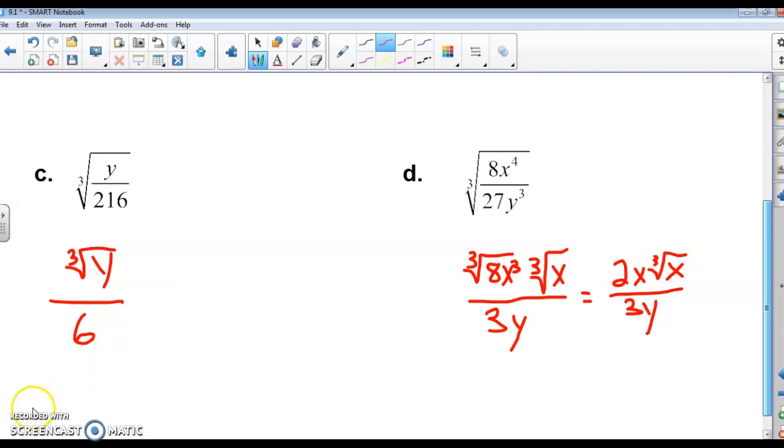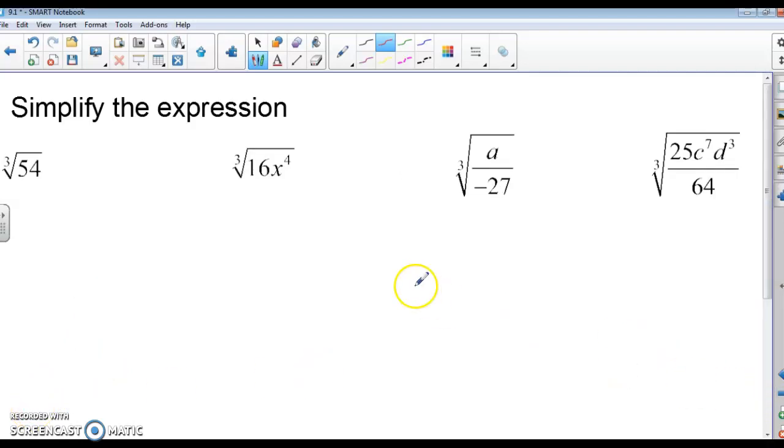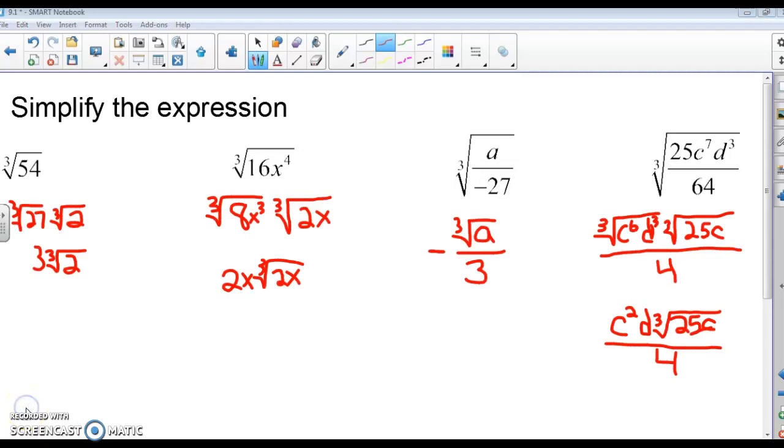All right, so let's go ahead and try out these 4 examples. Press the pause button, and then when you're ready, play it, and you will see the answers. All right, so here are our answers.